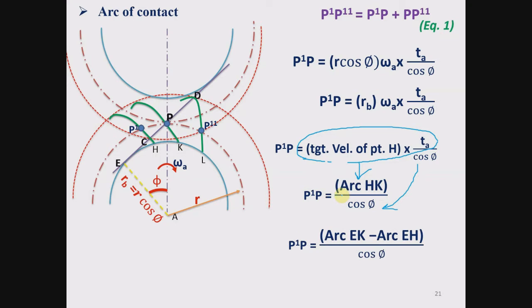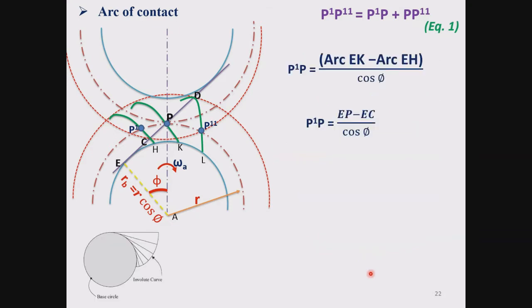Now we will split this arc HK into two parts. Look at here. Arc HK can be written as arc EK minus arc EH on the base circle. We will look at the base circle. Length of arc EK minus length of arc EH will be the length of arc HK. So I have written arc HK as arc EK minus arc EH divided by cos of phi.